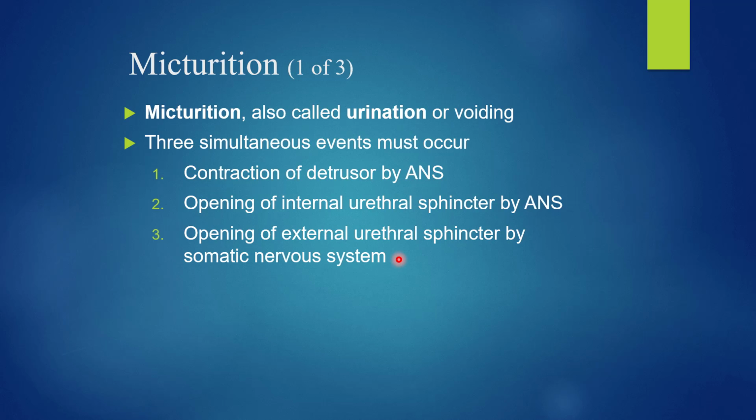Micturition, the act of voiding or urination, involves 3 simultaneous events. First, contraction of the detrusor by the autonomic nervous system. Second, opening of the internal urethral sphincter, again by the autonomic nervous system. And third, opening of the external urethral sphincter by the somatic nervous system. Take note that number 1 and number 2 are both involuntary, and only number 3 is voluntary.